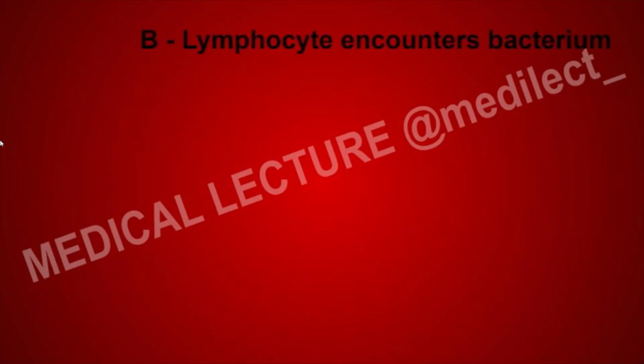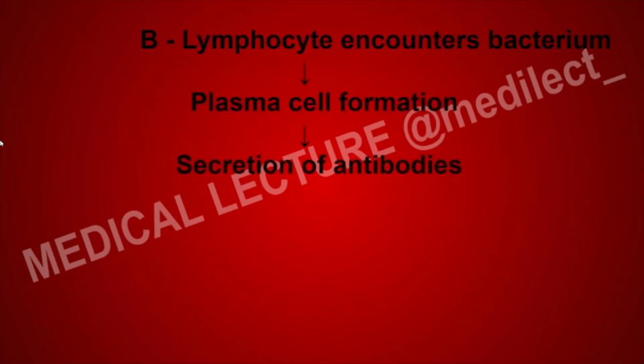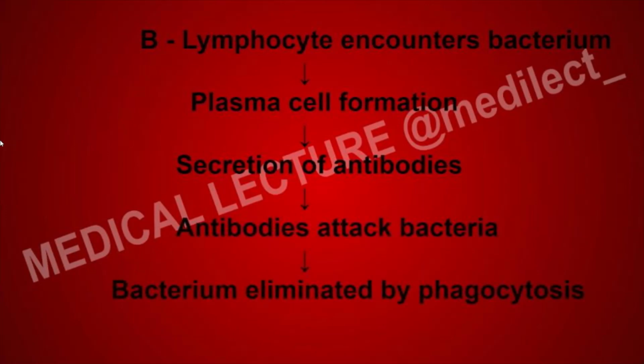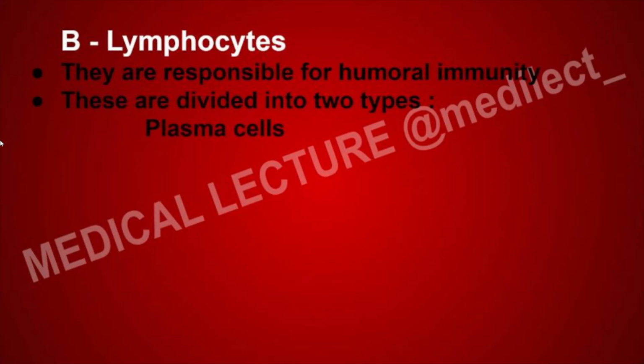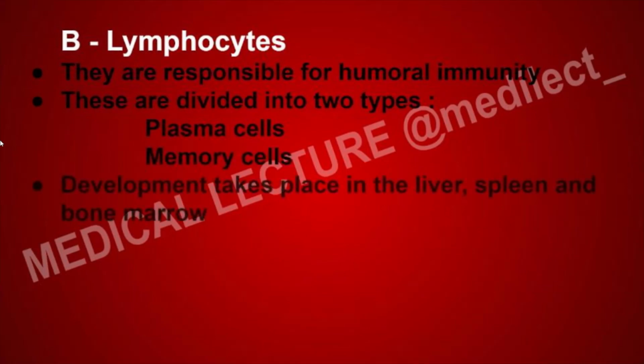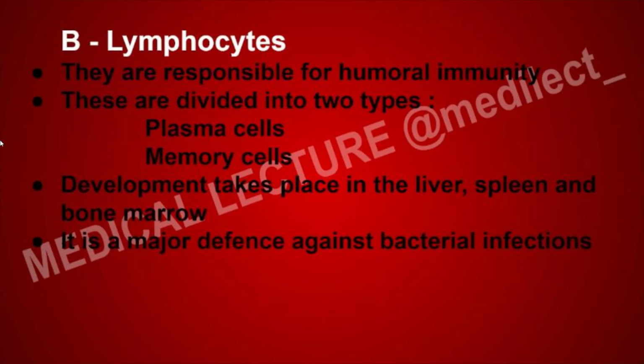Now, their effect, their stages. B lymphocyte encounters the bacteria, which further causes the plasma cell formation, which causes secretion of the antibodies, and further antibodies attack the bacteria and the bacterium is eliminated by the phagocytosis. Simple. B lymphocytes are responsible for humoral immunity, divided into 2 types, plasma cell and the memory cells. Development takes place in the liver, spleen, and bone marrow. Major defense against bacterial infection.